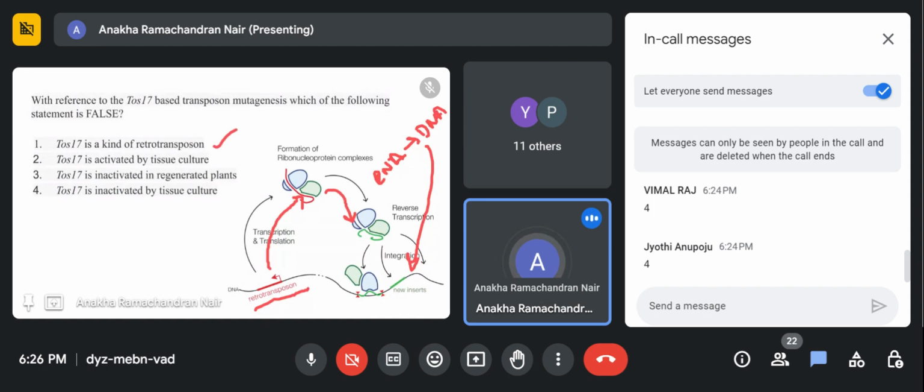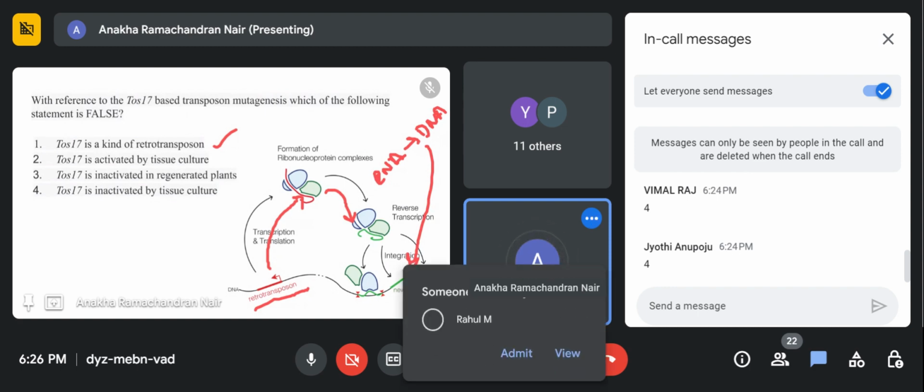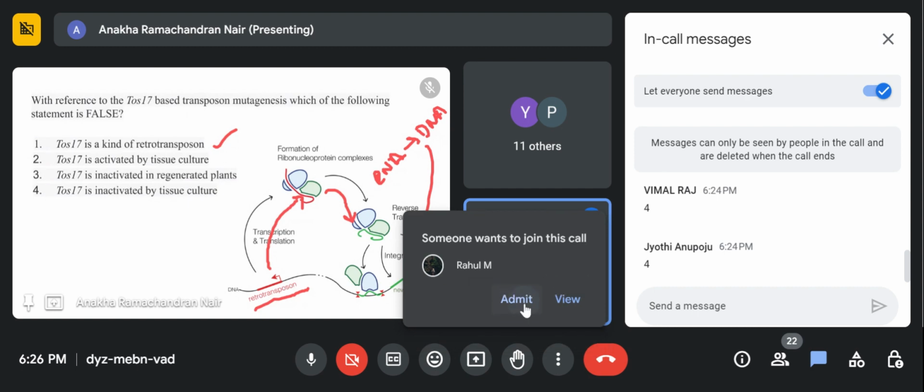It is activated by tissue culture, which is true. So in mature plants, this is not going to jump genes. Okay, that is, it won't get integrated into different areas. But once you convert a cell from the mature plant to a callus, it will activate this gene, TOS17. So it is activated by tissue culture, which is correct.